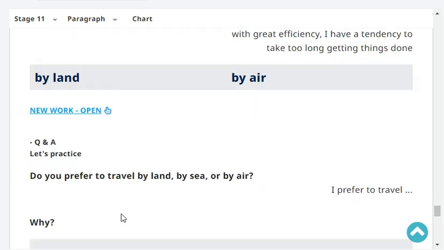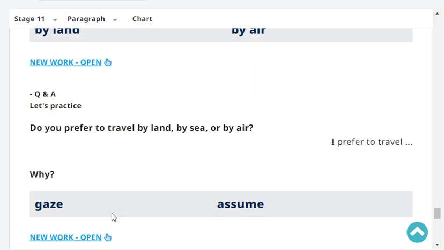Do you prefer to travel by land, by sea, or by air? I prefer to travel by air. Very good. Why? Because it's exciting and quick. Very good. Okay, so that's the end of our revision.